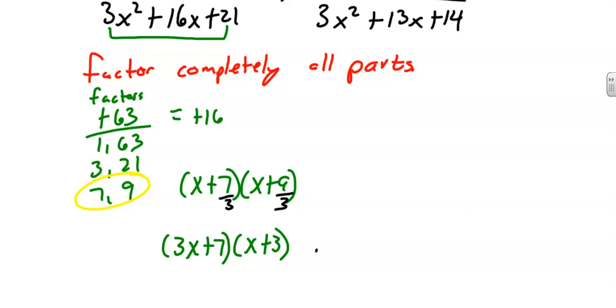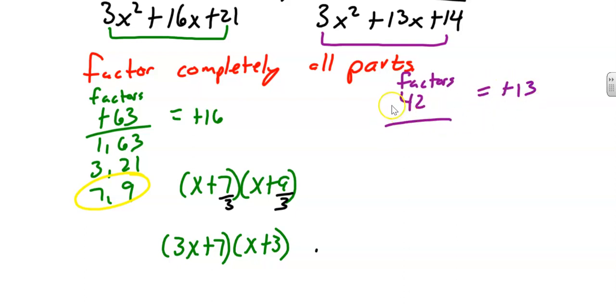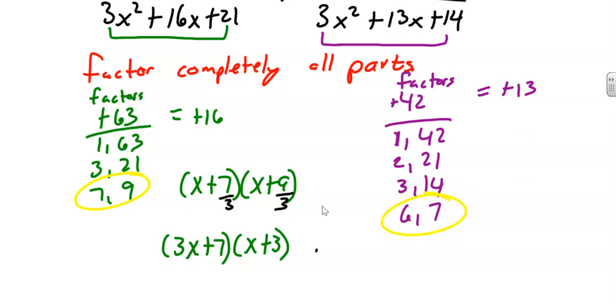Okay. Same thing on the second one. We've got to do 3 times 14, which is 42. So it's the factors of 42 where the sum is going to equal 13. And again, it's all positive, which does make it a little bit easier. See, 1 and 42, 2 and 21, 3 and 14, or 6 and 7. And to get 13, that's going to have to be the 6 and 7.